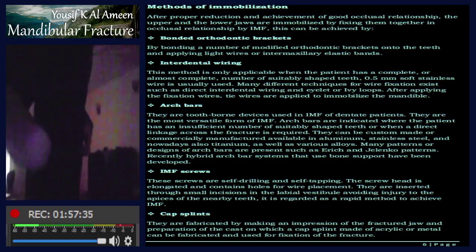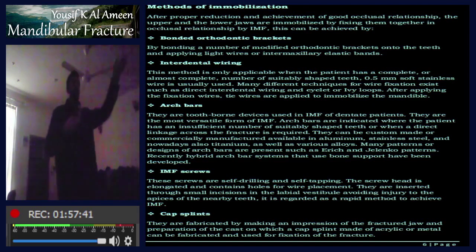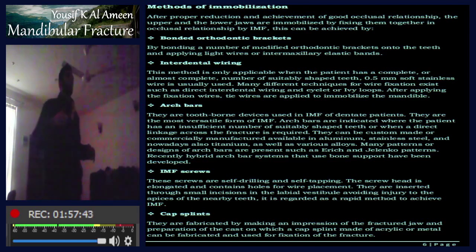By bonding a number of modified orthodontic brackets onto the teeth and applying light wires or intermaxillary elastic bands. This one is the first one.